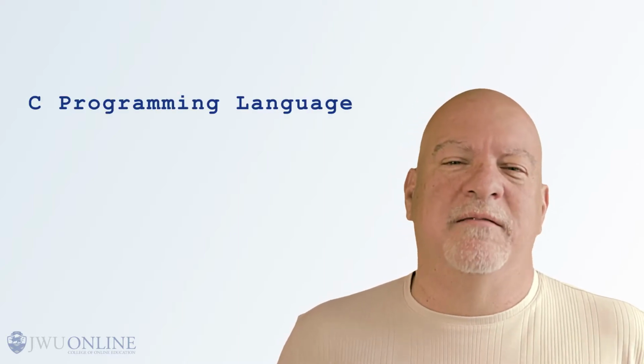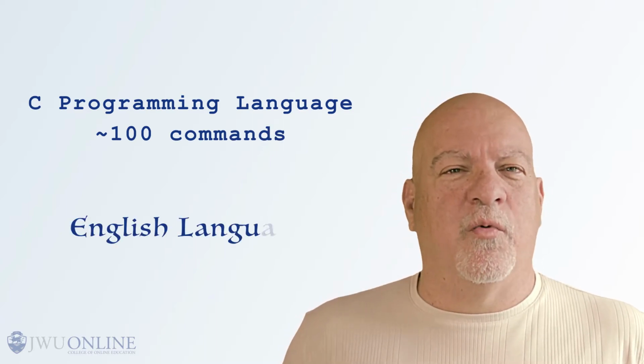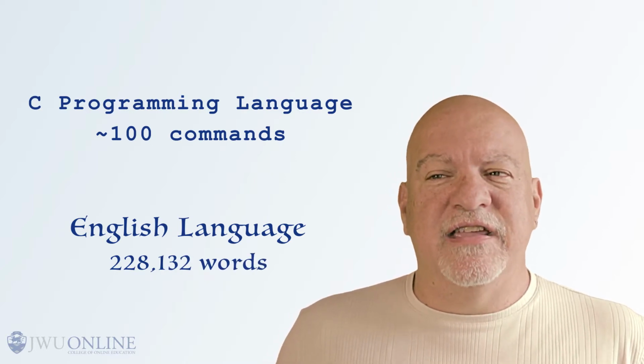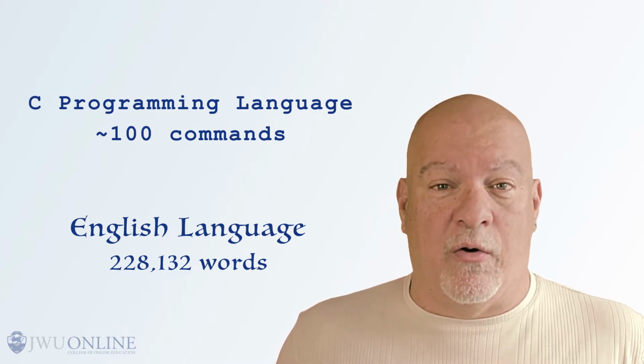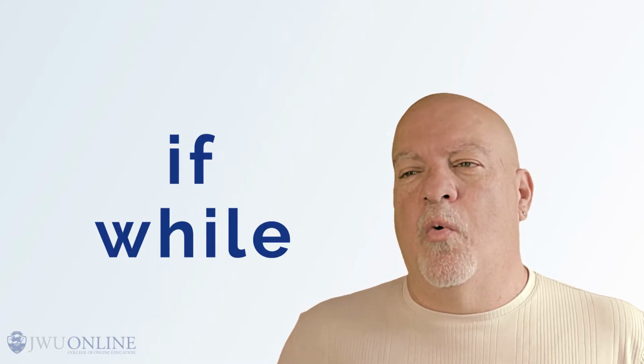These criteria and constraints must be very specific. This is because languages of computer science are so extremely precise. For example, the C programming language contains no more than 100 native commands. Compare this to the 228,132 words in the English language, and it's easy to see why we have to choose our programming words and specification words very carefully. Programming language terms include things like if or while or for.